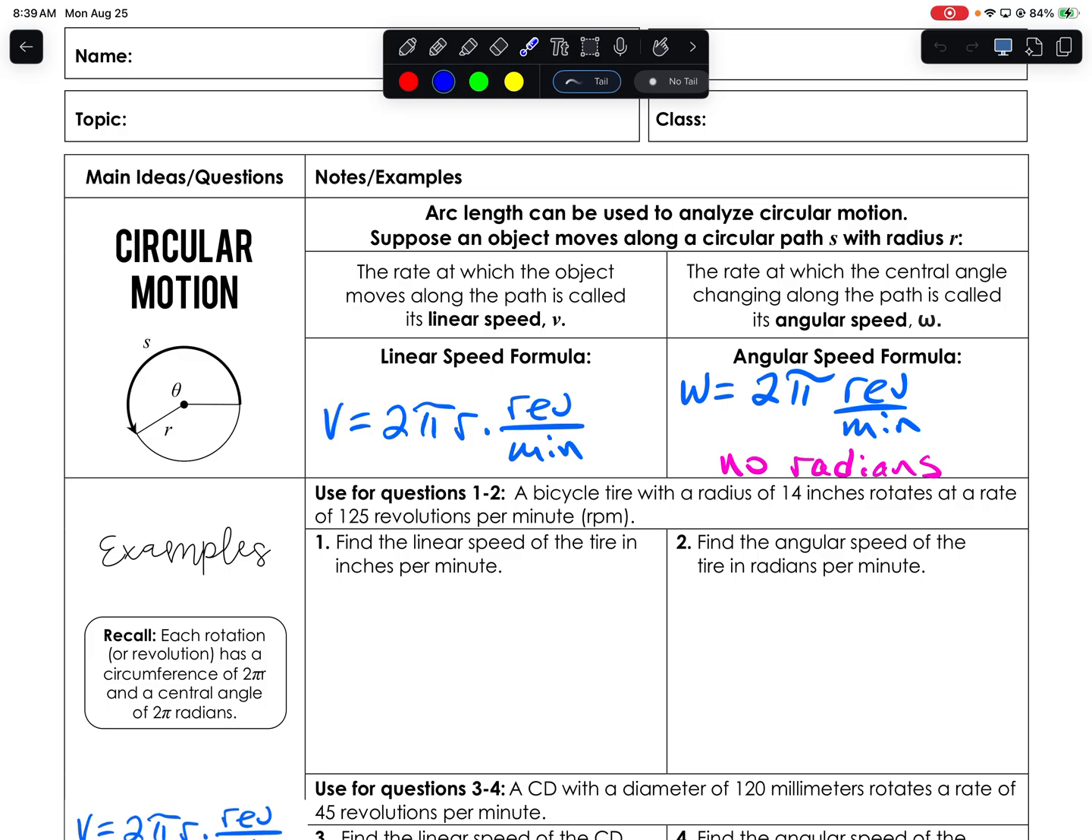The rate at which a central angle is changing along the path is called the angular speed. So what's the only difference between those two formulas? The R, right? So it's good to always just recognize that.